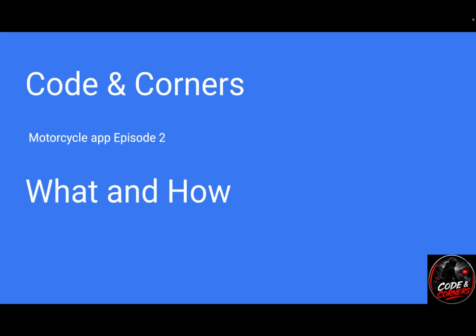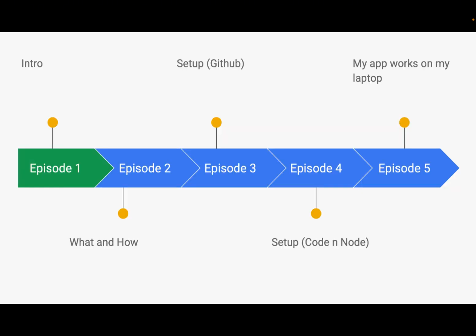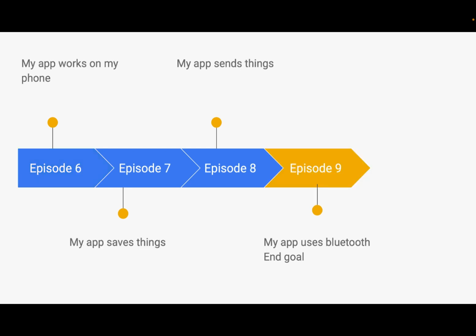Welcome to episode 2 of Code and Corners, creating a motorcycle app, what and how. So looking back, we've covered off our intro. If you haven't seen that, please go and watch it. It's in the same playlist. We're now at what and how. We've got 9 episodes in total to look forward to.